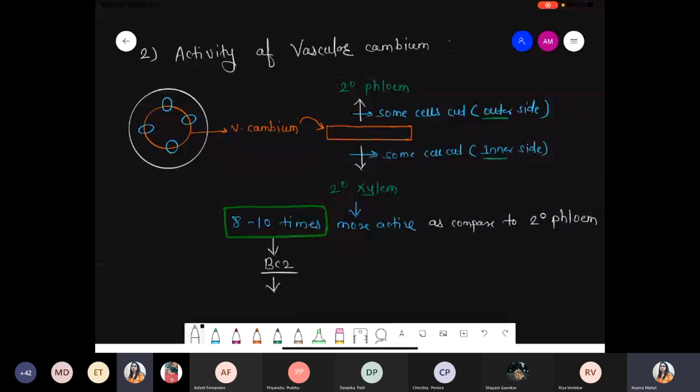Okay? As long as tracheids and vessels consist of pores and pits, they are responsible for water conduction. But if any tracheid cells or vessels become old, there is a deposition of tylose material, and the pore is permanently blocked. After the blockage, that dead cell acts as a mechanical support. So please remember this point. As compared to secondary phloem, secondary xylem activity is 8 to 10 times more. Why more? Because it provides mechanical support to the plant.